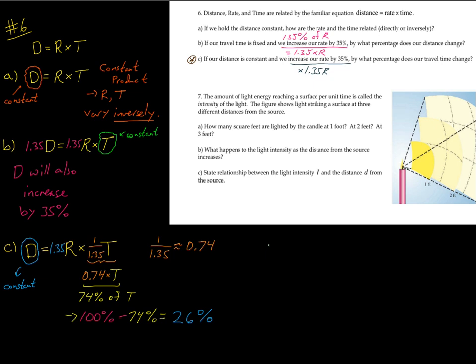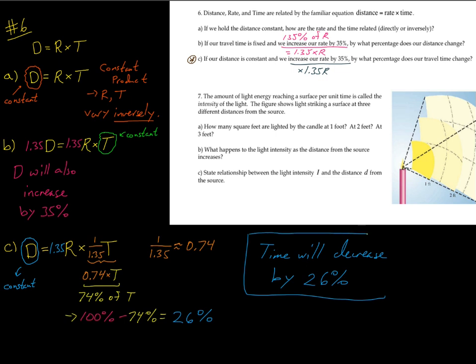Okay, so here's the punchline for part C. Again, pretty tricky here, right? Time, the travel time will decrease by 26%. Okay, so give this one, I think, another view. This one is, again, a little more challenging. All right, great. That'll do it.